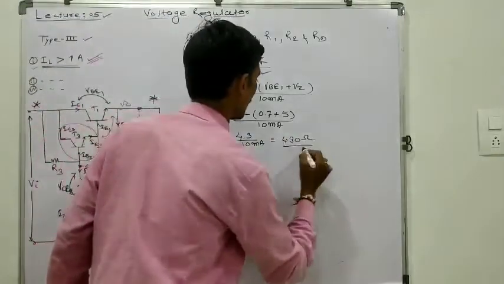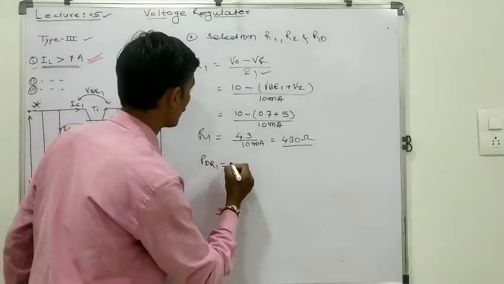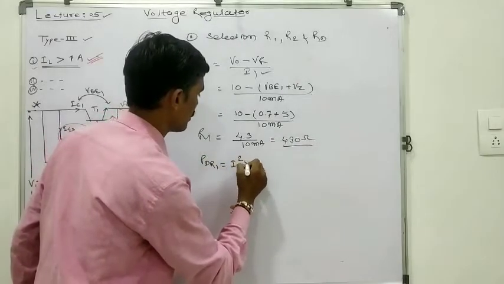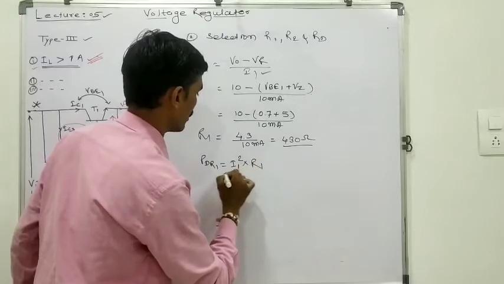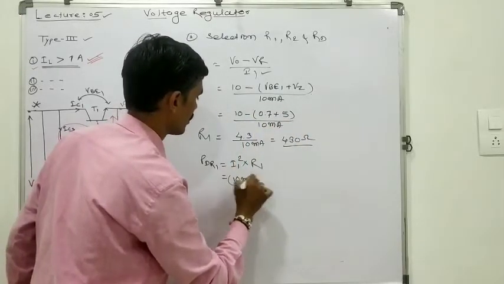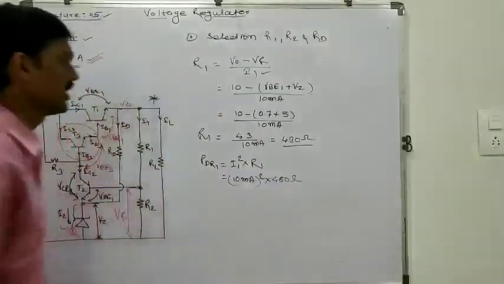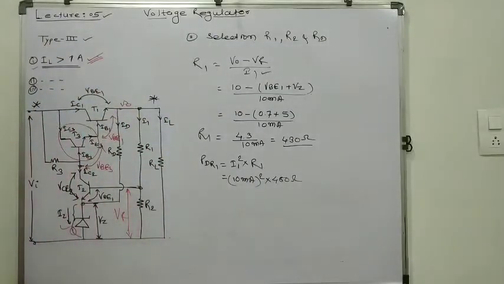It is 430 ohm. Now next is power dissipation across R1, which is equal to I1 square into R1. So I1 square is nothing but the 10 milliampere square multiplied by 430 ohm. So this is nothing but the power dissipation. So power dissipation across the resistance R1 is equal to 129 milliwatt.